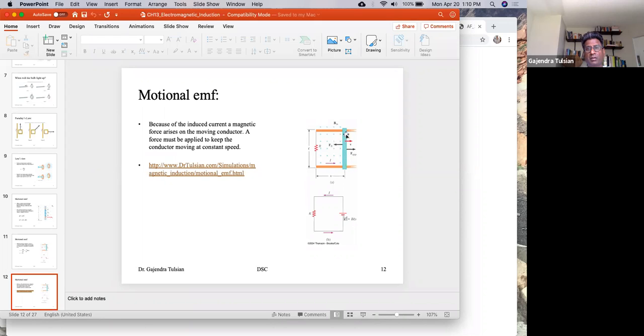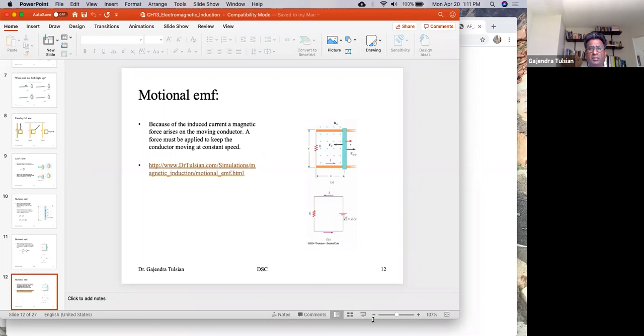So when a current moves through this rod, because this current is moving in the presence of a magnetic field, the magnetic force is in that direction. And that's why you have to apply a force to keep the rod moving, to balance this magnetic force. Okay. So you're doing work against this magnetic force. Because the induced current's magnetic force arises on the moving conductor, a force must be applied to keep the conductor moving at constant speed.